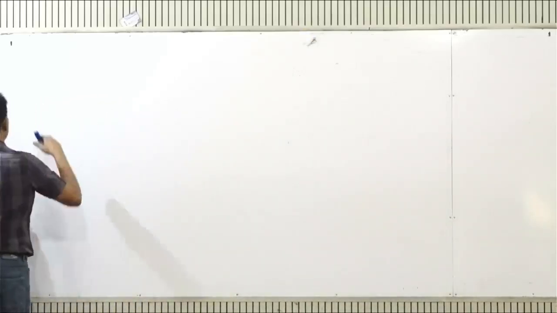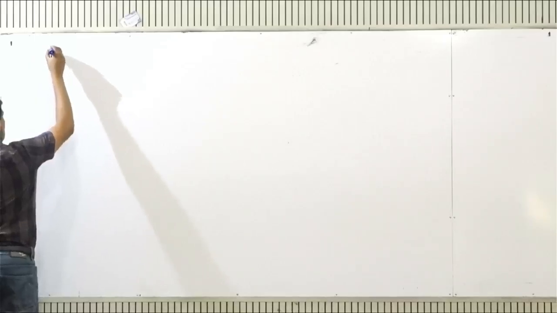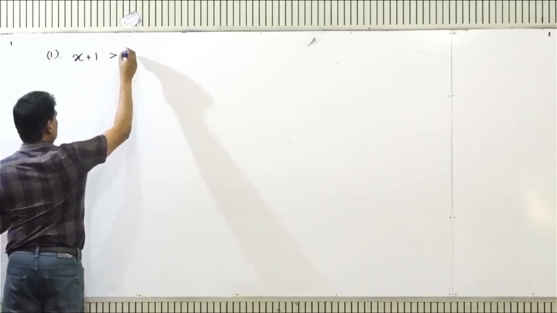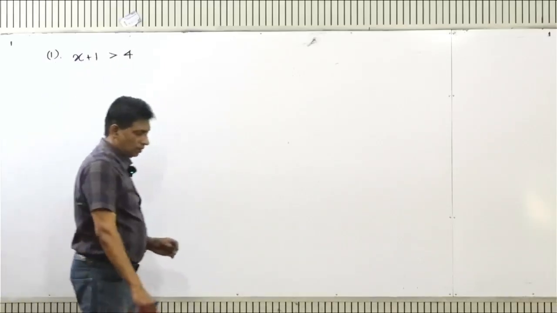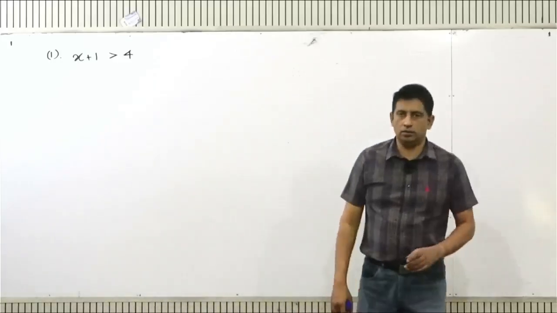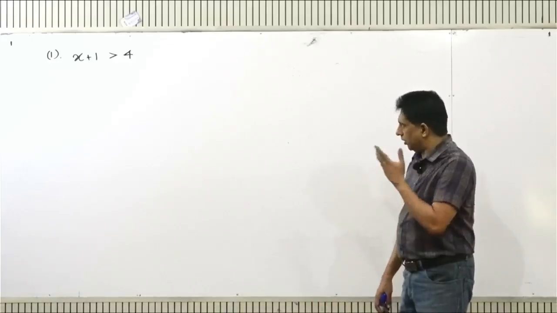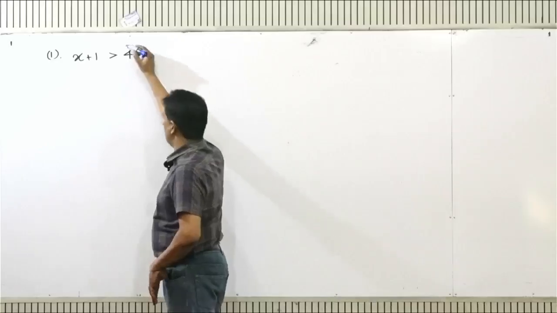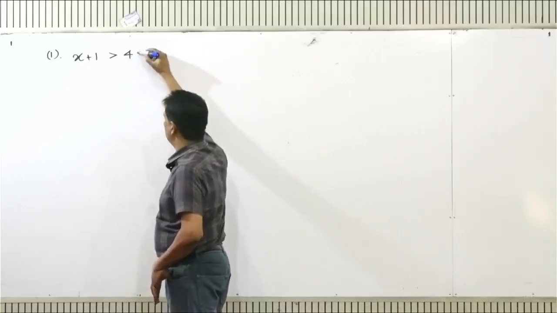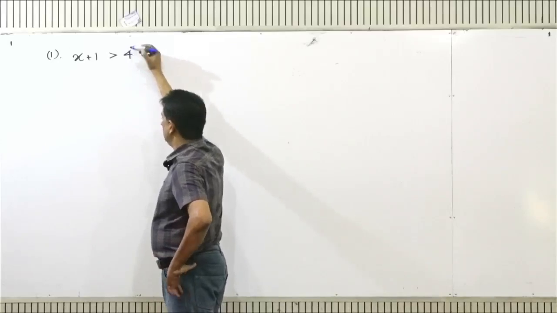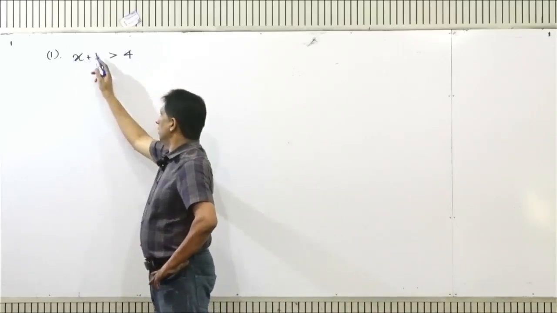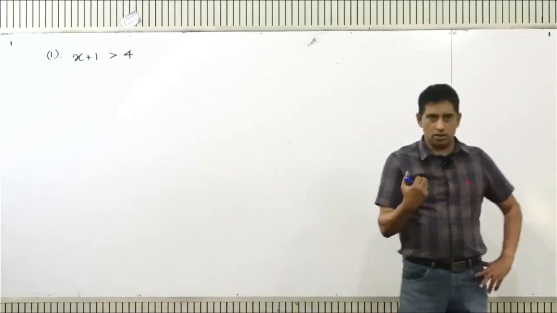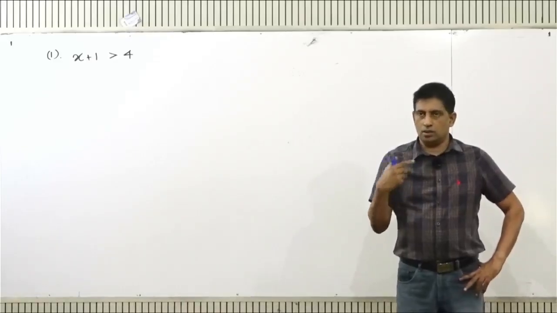First example, I take this one: x plus 1 is greater than 0. First we have to identify what type of inequality this is. Look at the right side of the inequality: this is a constant, no? Then look at the left side: this is a linear function. One side is a constant, the other side is a linear function. Then this is a linear inequality.